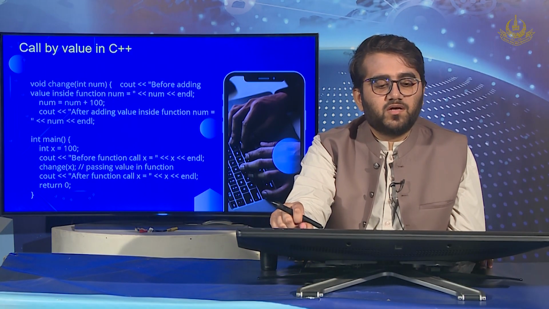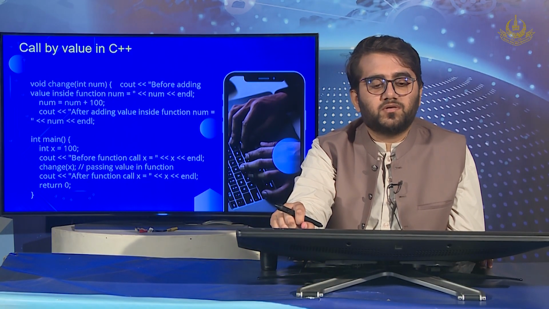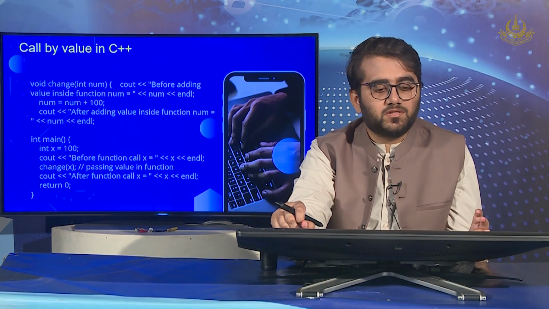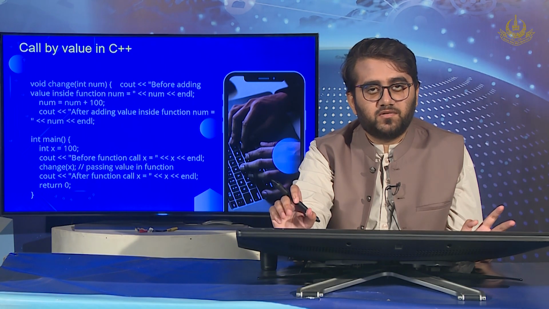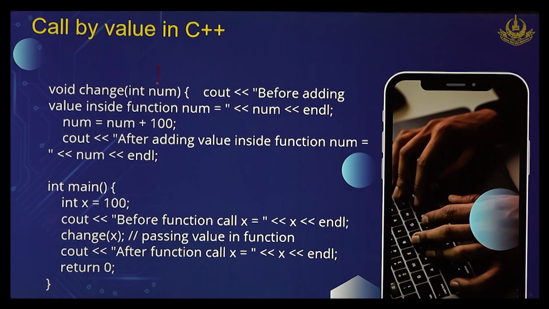Okay. So, here we have been given a program with the call by value in C++. We have a function with no return type, it does not return anything, and then we have the name change, and here we are declaring variable int num, and then we are printing one value. We are just taking an input from the user, and then we are adding 100 to it, and after the addition we are printing that specific number again.